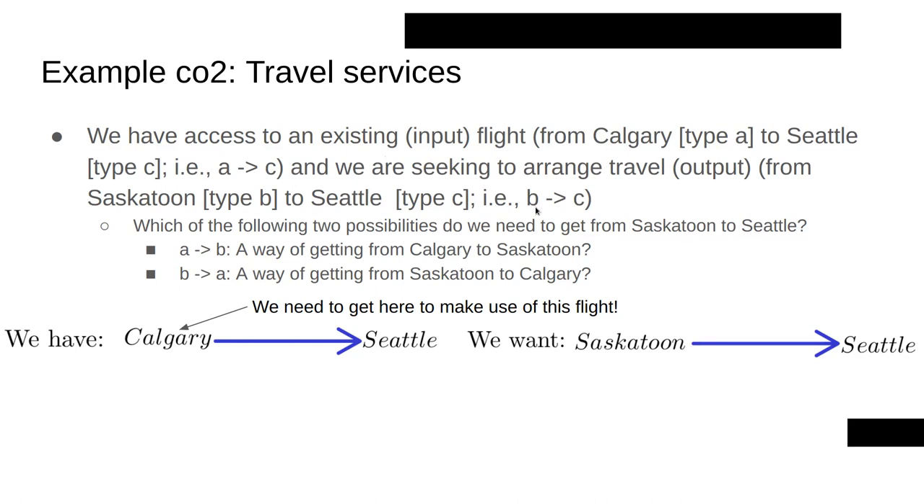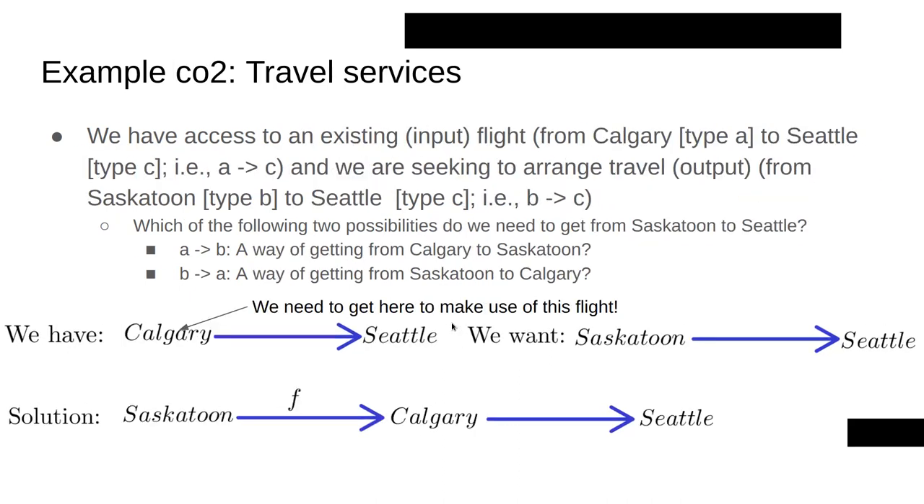We want Saskatoon to Calgary. Saskatoon to Calgary. Yeah. We're in Saskatoon. That's our precondition. We want to be able to use this precondition of this other flight, going from Calgary. So we have to produce that precondition from ours. So we need a way of going from Saskatoon to Calgary. That's exactly right. And so here we have to prepend with this, and it's contravariant, right?